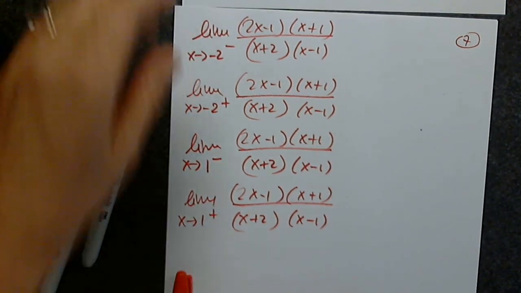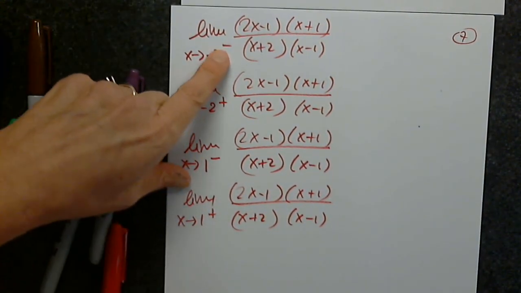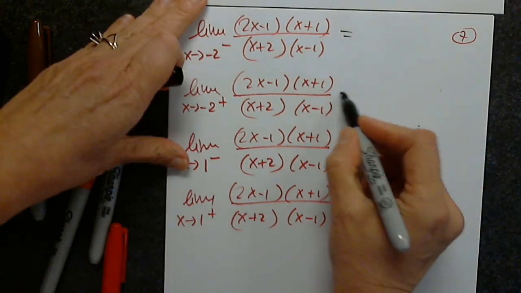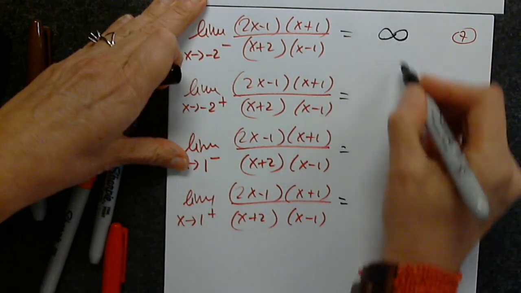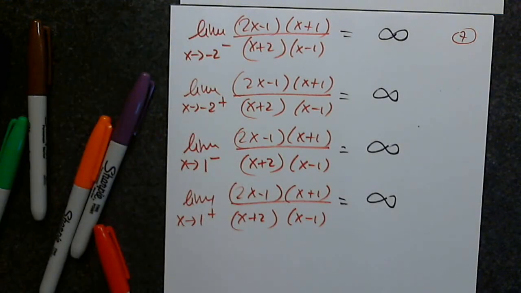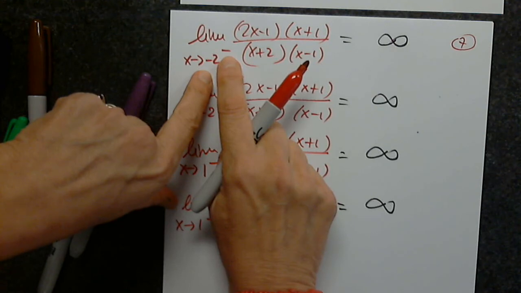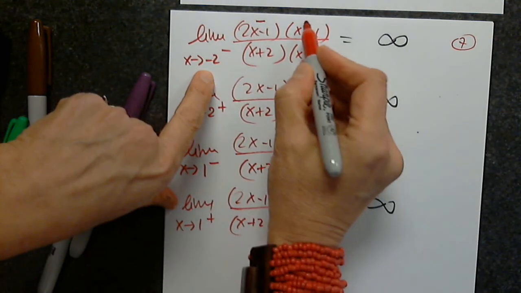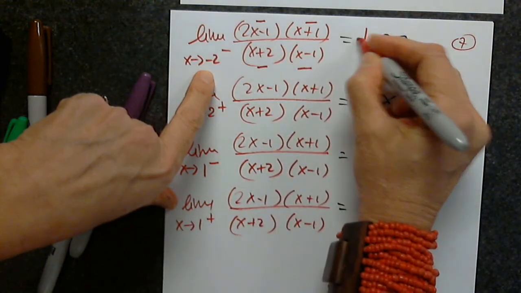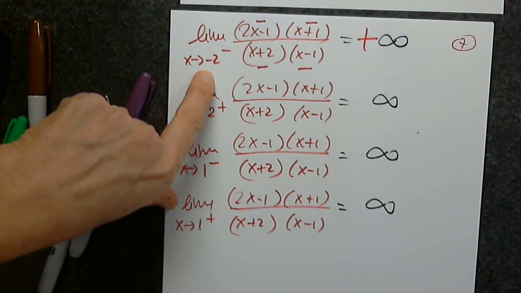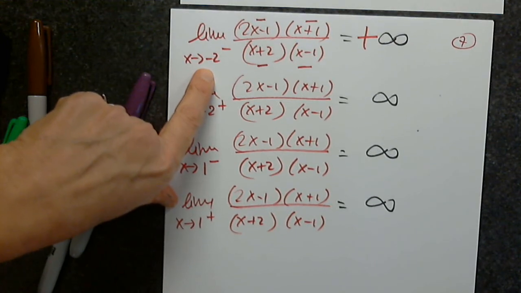Ready? Negative 2 from the left. Well, I know all these answers. What I don't know is the sign. Once I establish that x equals negative 2 and x equals 1 are vertical asymptotes, the left and right limits must be infinities. But what I need to establish is their sign. So let's establish the sign. Negative 2 from the left is negative 2.1. Negative, negative, negative, negative. Done. It's not warranted to put this in the graphing calculator.